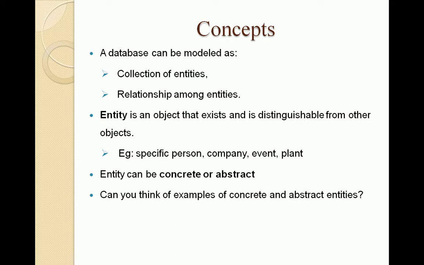An entity can be concrete or abstract. Concrete entities are those which you can touch, but abstract entities are those which you cannot touch. You can just feel it, right? Can you think of any examples of concrete and abstract entities? Yes, concrete entities can be a person or a book or any object that you can touch. Abstract entities are just a concept. It can be a loan or a holiday.